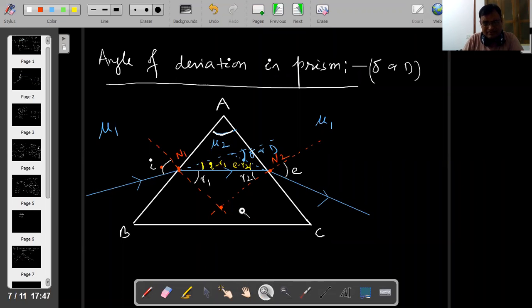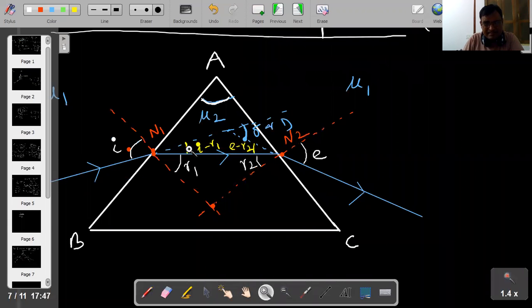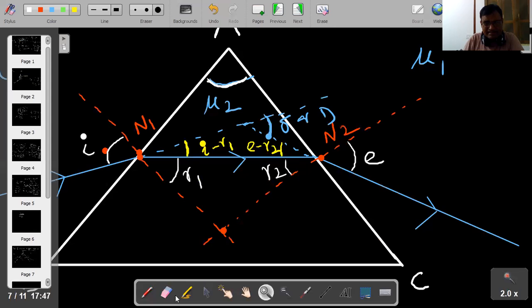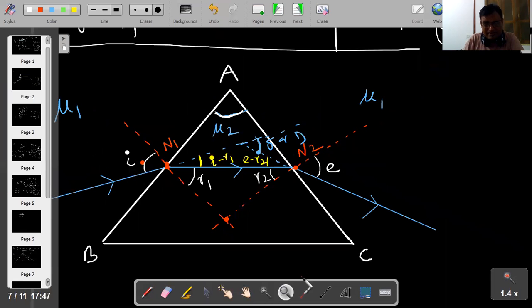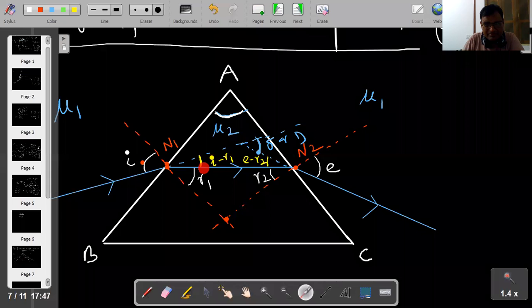Understand this? Look here. This angle is i minus r1, and this angle is e minus r2. Are you clear about this?